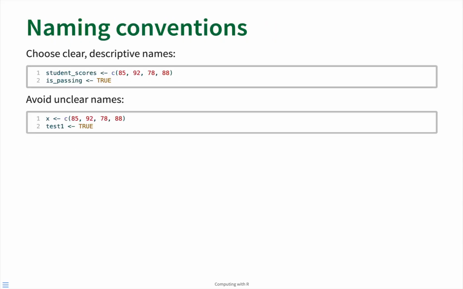So one part of writing good code is making sure you pick clear and descriptive names for things like variables or functions. Here, for example, the names of these two variables tell you something about the values that are stored in them. If we have a variable called student_scores and then a vector of 4 numbers, we can probably make an educated guess that these are scores that some students have achieved. If we have a variable called isPassing that stores the value true, then we can probably guess that this is the result of something like a test maybe, and something has passed that test.